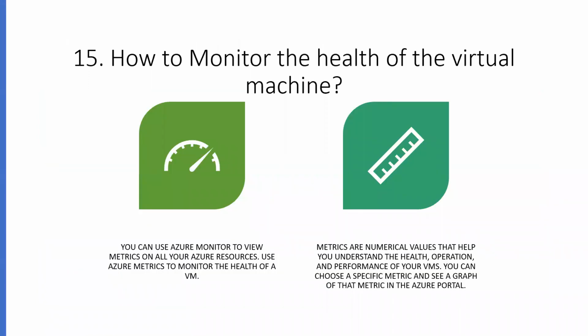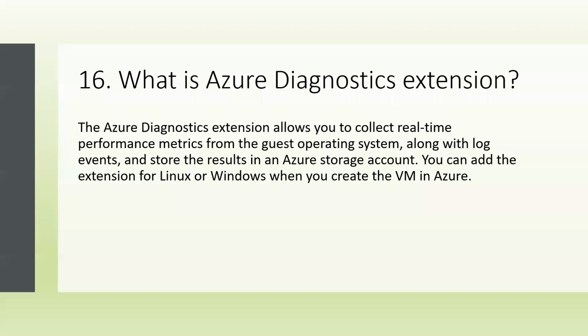How to monitor the health of the virtual machine? You can use Azure Monitor to view metrics on all your Azure resources. Metrics are numerical values that help you understand the health, operation, and performance of your virtual machines. You can choose a specific metric and see a graph of that metric in the Azure portal.